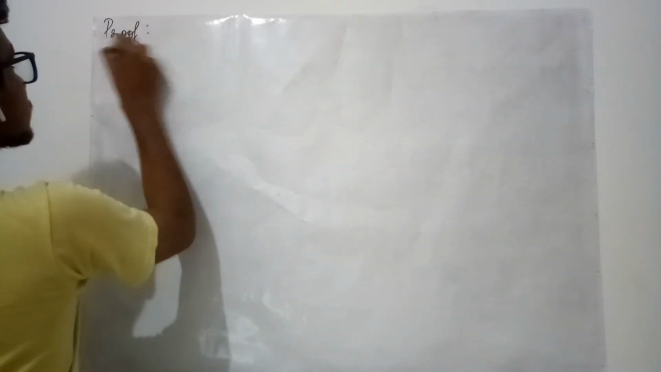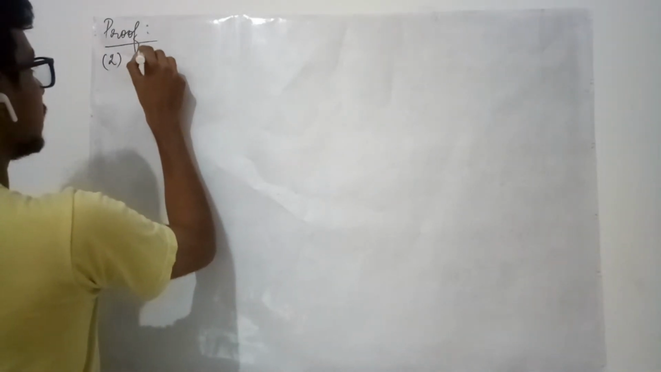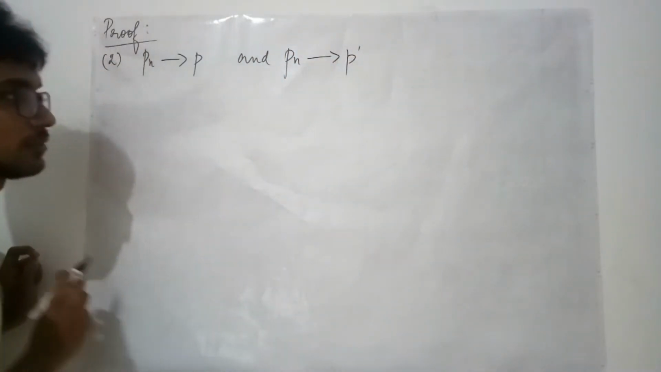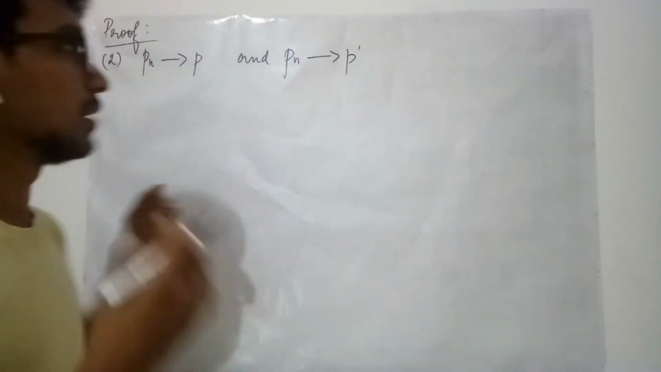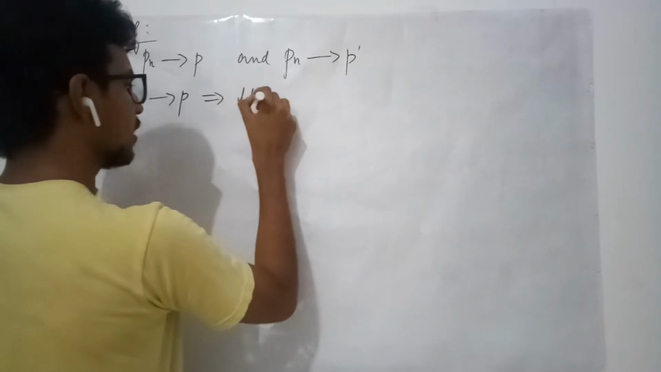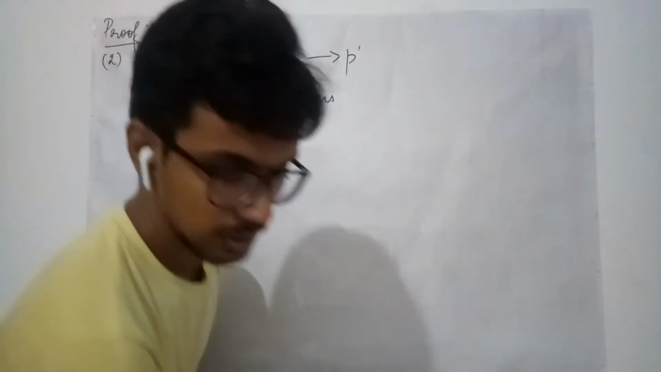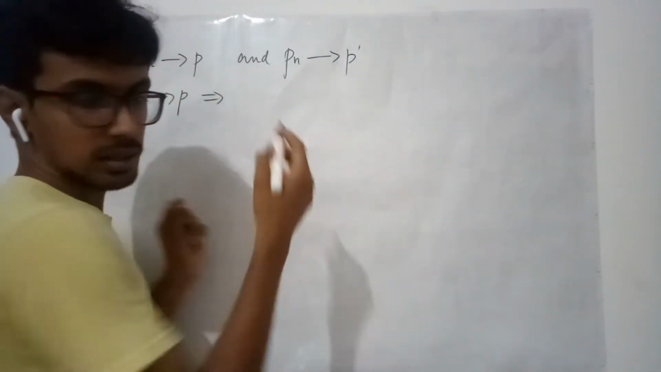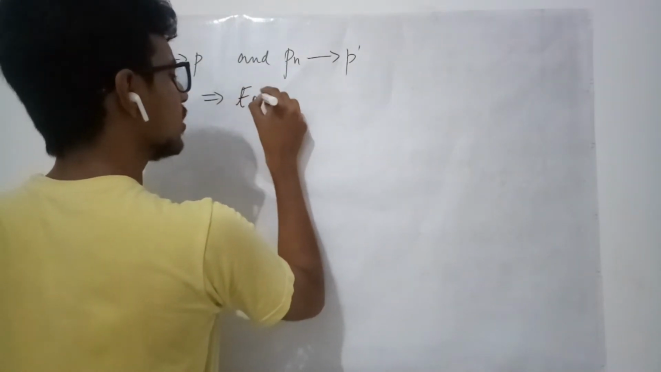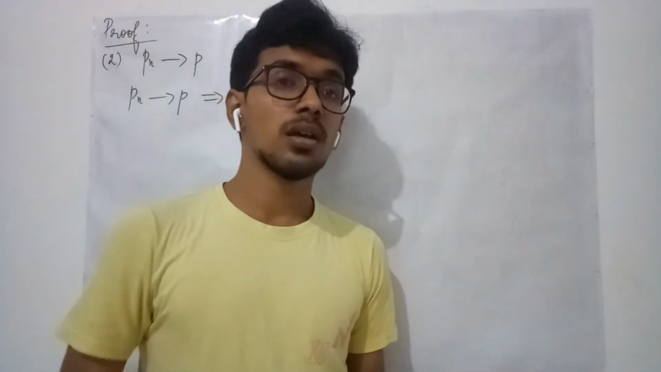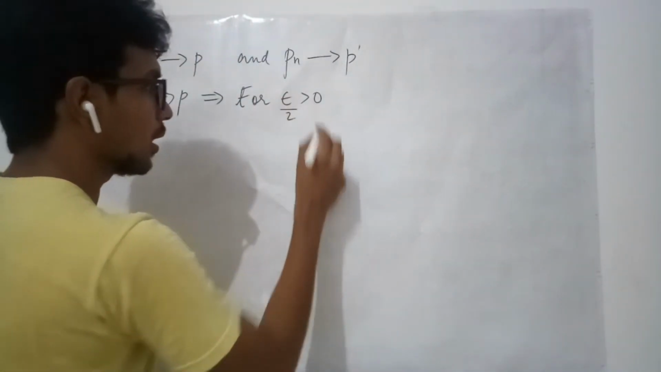So let us assume that Pn converges to P and Pn converges to P prime as well. What should we prove? We have to prove this P and P prime are the same. Let me put it in another way. What I am taking is that for epsilon greater than 0, this epsilon is a very small, negligible quantity, right? So let me take epsilon by 2 as well.